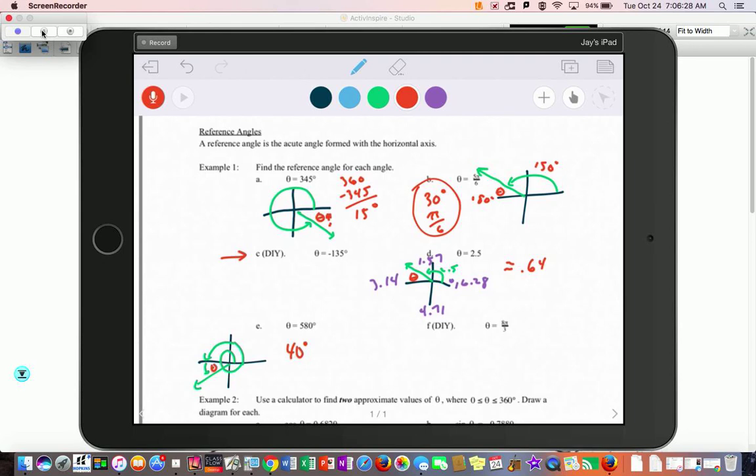All right, you try the last one. It's a radian. It's more than 2 pi, so you're wrapping around the circle a little bit more. Figure out what quadrant you're in, and then find the reference angle. So pause the video now.